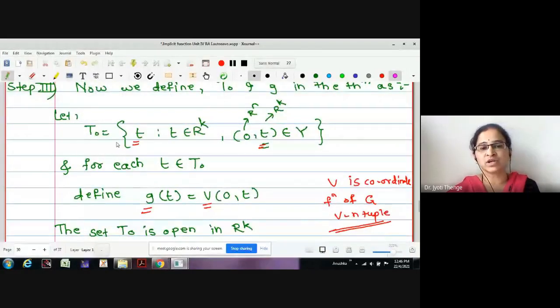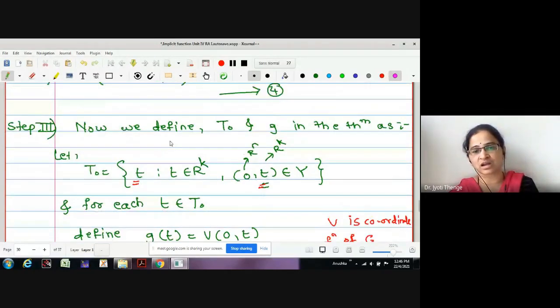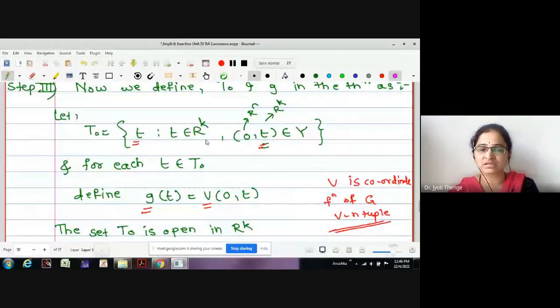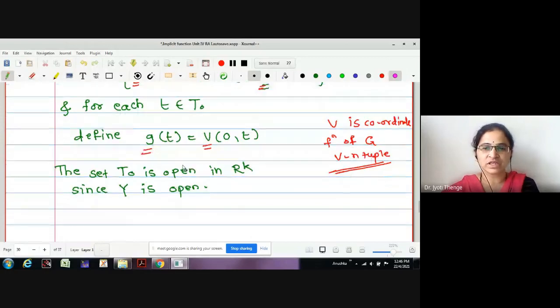Now it's time to define the set T naught. This is the collection of t vectors in R^k. These vectors we are selecting in such a way that whenever (0,t) is in Y, we will be selecting those t in the set T naught. And we are going to define small g of t as v of (0,t). Therefore, v is the coordinate function of G, which is an n-tuple vector.